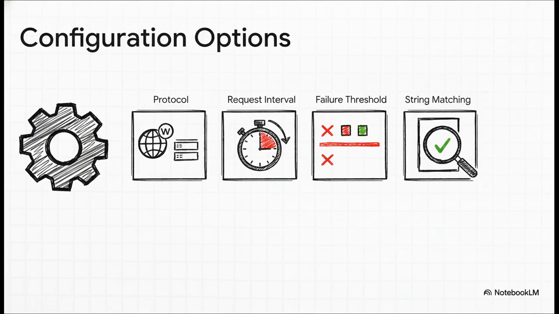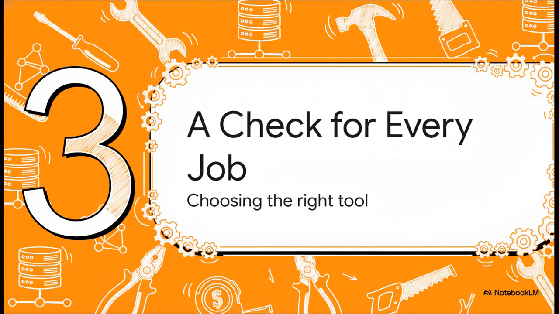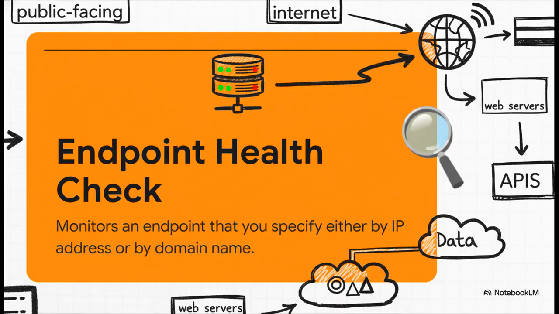Super powerful stuff. Now this isn't some one-size-fits-all deal, it's more like a toolbox. And for the exam, you need to know exactly which tool to grab for which job. So let's look at the three main types of health checks you'll see. First up, the endpoint health check. This is your workhorse, your everyday tool. It does exactly what it sounds like. You give it a public IP address or a domain name, and Route 53 just checks if it's reachable from the internet. This is your go-to for public web servers, your APIs, really any resource that's facing the internet.